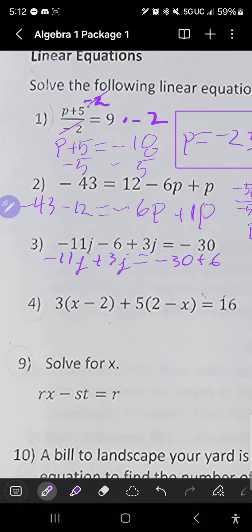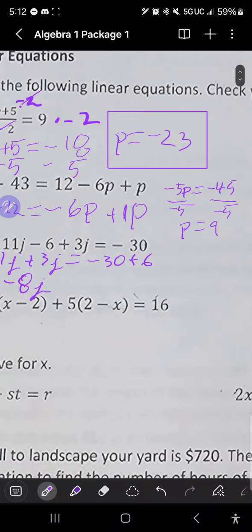Now, since they are like terms, we can combine them, and they have different signs. We need to keep this in mind. Since they have different signs, we need to subtract them and keep the sign of the greater number. So we have 11 minus 3, which is going to be 8. And since 11 is greater and negative, our result is going to be negative 8j.